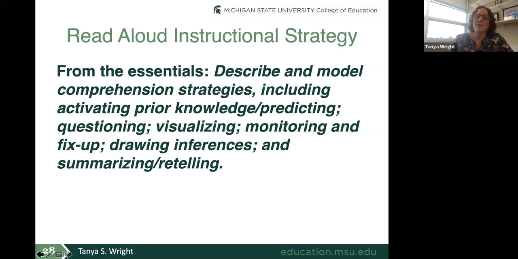So that means they're not all appropriate for every text. Visualizing is not appropriate for a text that has very little description in it. Maybe somebody's opinion piece, right? We can't visualize someone's opinion. So we're trying to help kids understand that there's not one strategy. We can't be like, Monday is visualizing day, because maybe the text you're reading on Monday doesn't have an opportunity to visualize, right? We're really trying to teach kids that these are ways that they can help themselves as readers.